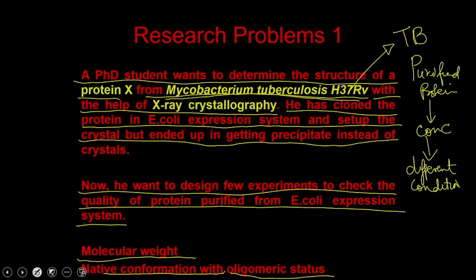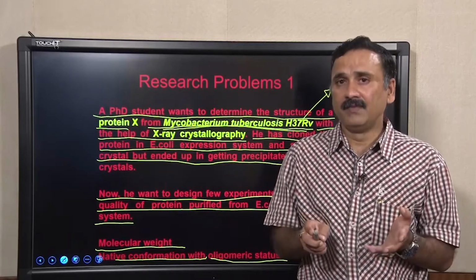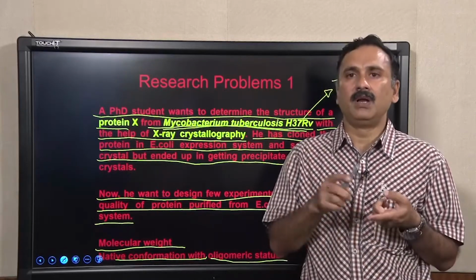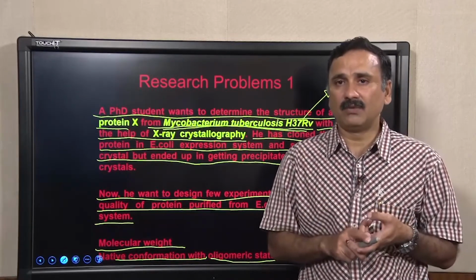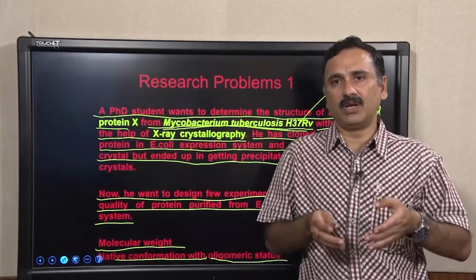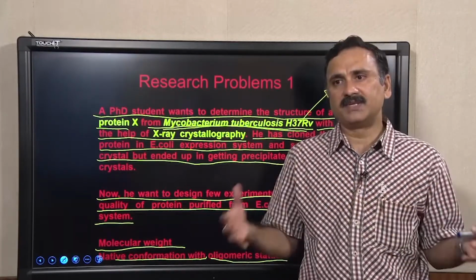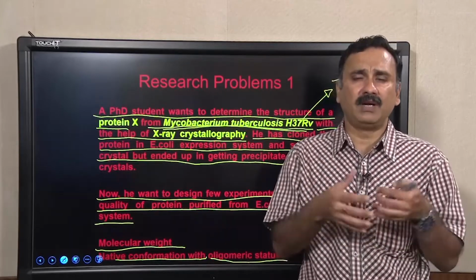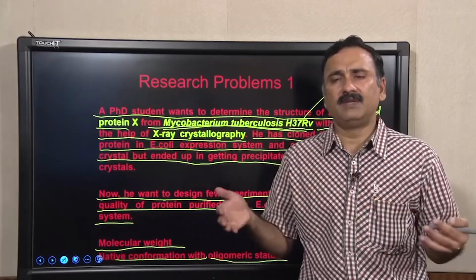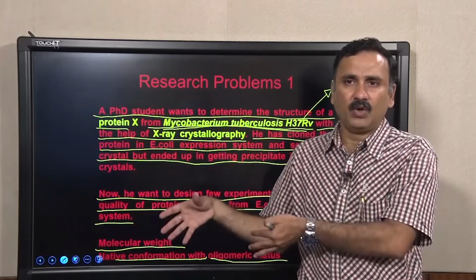So, he wants to ask three questions. Number one, whether the protein is properly folded, meaning the protein is maintaining a three-dimensional conformation. Number two, what is the molecular weight of the protein. And number three, what are the different conformational states of this particular protein. The protein is produced as a monomer, but these monomers can come together to give you a dimer, tetramer, or even higher oligomers, and there are many proteins which are present either as a monomer, dimer, or higher oligomers.